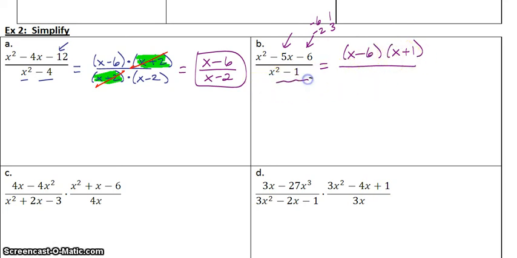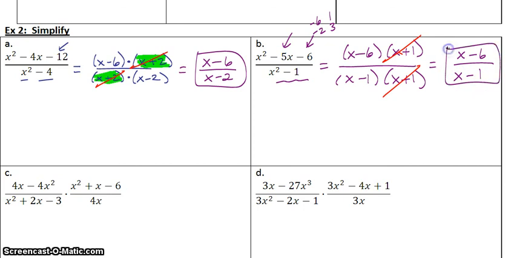In this situation, it's another difference of squares one. So x minus 1, x plus 1. And then whatever parentheses is in common on top and bottom, that counts as your common factor. And so x minus 6 over x minus 1 is my final answer for example B.